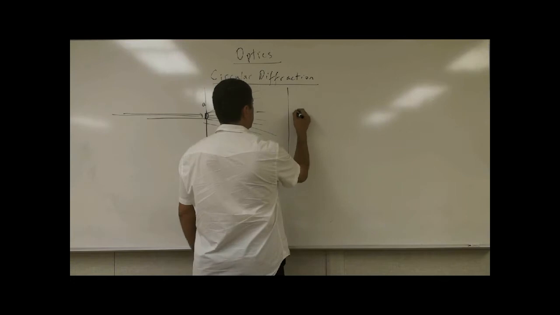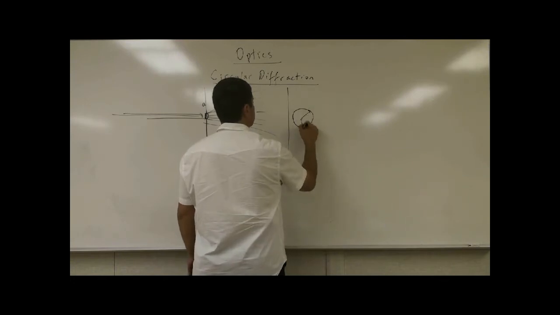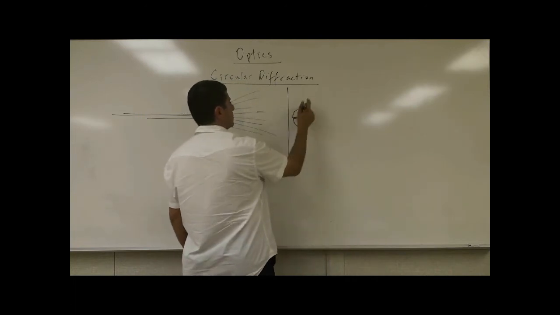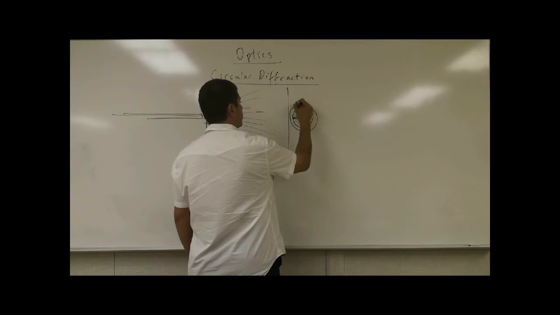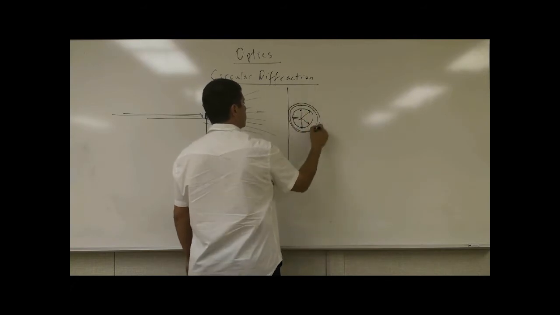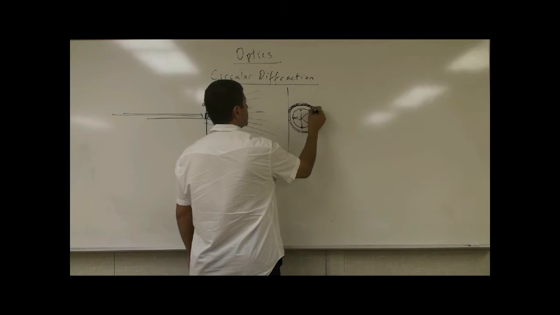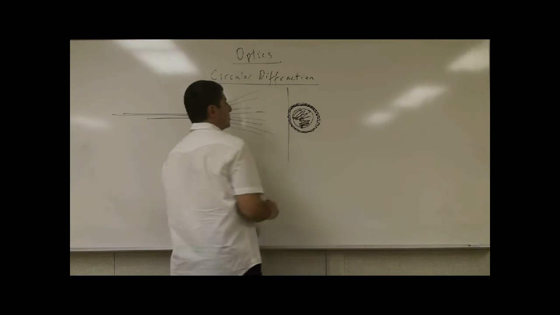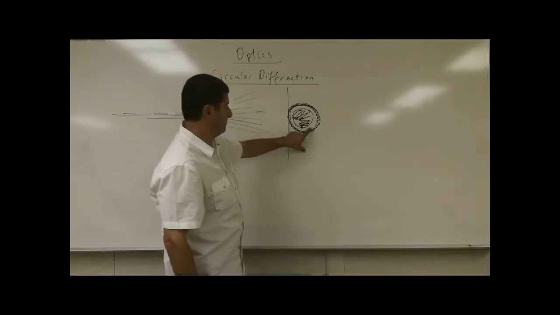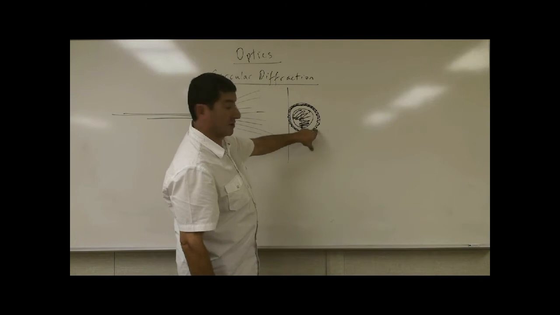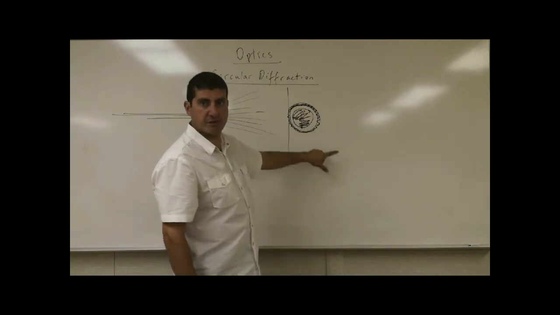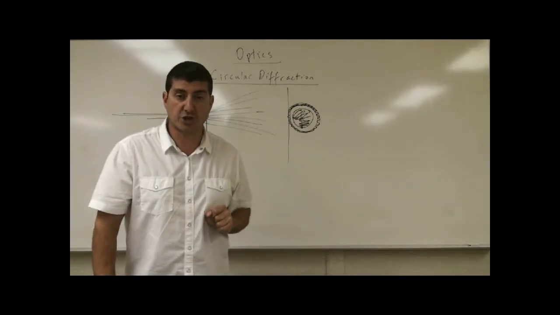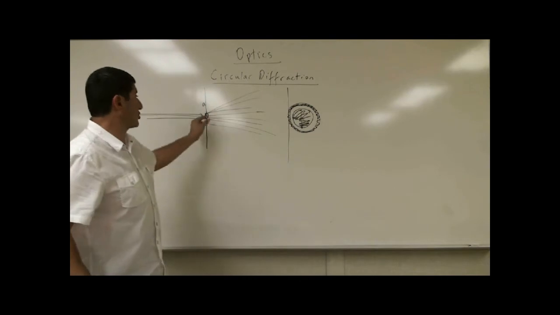So there's going to be a central maximum like this, and then there's going to be a destructive interference, and then a first order maximum like this. The first order maximum is usually much thinner. The central is much thicker. So there's going to be central maximum, first order minimum, first order maximum, and then second order minimum, and so on. It's similar in concept to the regular single slit diffraction, but this time it's applied for a circular object.